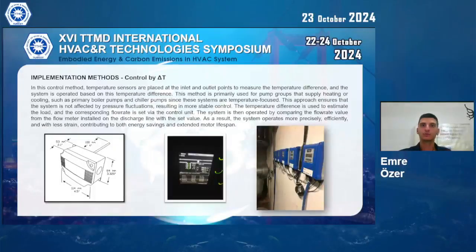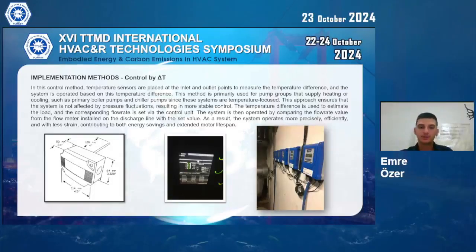And the last control method is temperature differences. In this control method, temperature sensors are placed at the inlet and the outlet points, and the system is operated based on this temperature difference. This method is used for specific pump groups like primary boiler pumps and chiller pumps, which are temperature-focused systems. This approach ensures that the system is not affected by pressure fluctuations, resulting in more stable control.